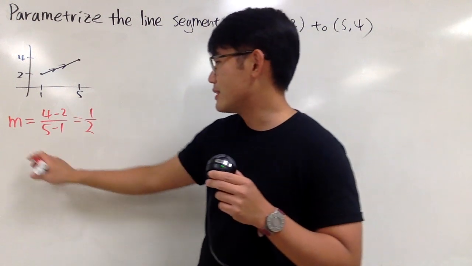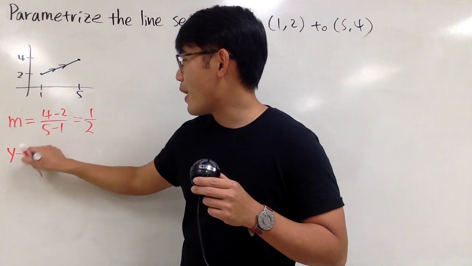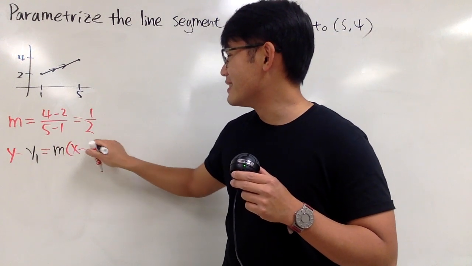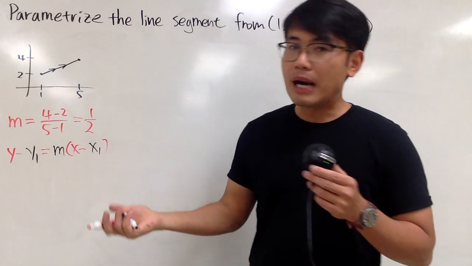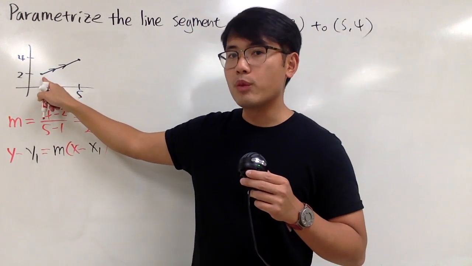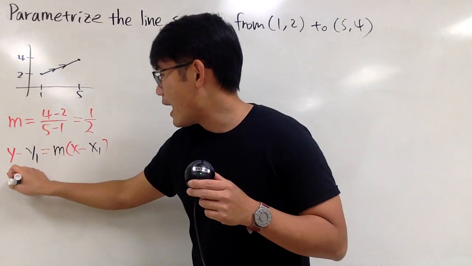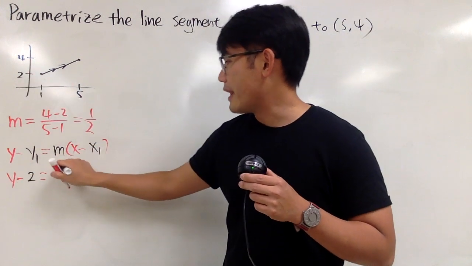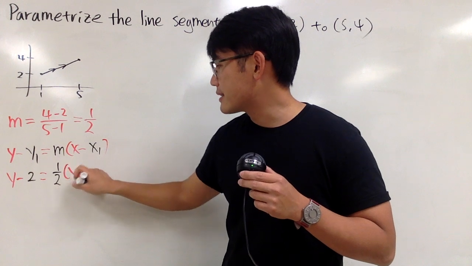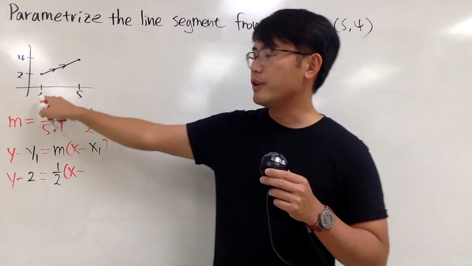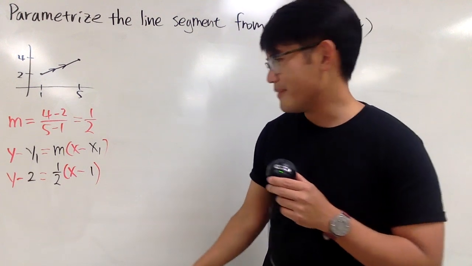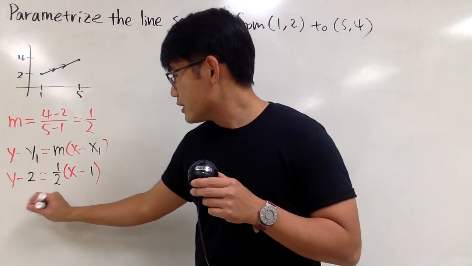And now you can use that formula, y minus y1 equals m times (x minus x1). And perhaps we can pick this to be our (x1, y1). So we get y minus 2 equals m, which is 1/2, times (x minus x1), which is 1. Seriously, it's just like the good old days, right? Very nice, huh? And I will isolate the y.